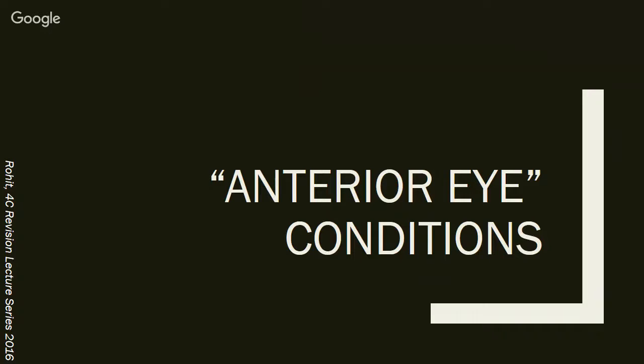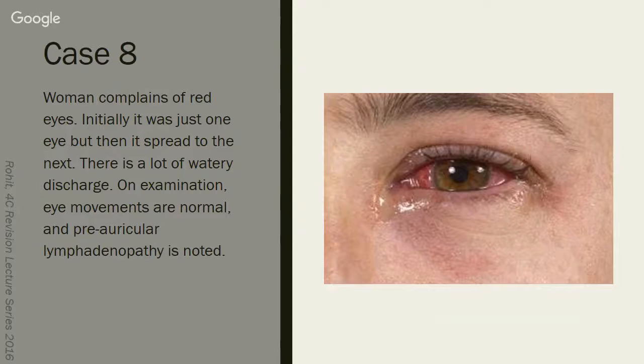So moving back. A woman complains of red eyes, initially just one eye, and then it spread to the other one. She's had a lot of watery discharge, and she's got pre-auricular lymphadenopathy. Yeah? Give me a little more detail.